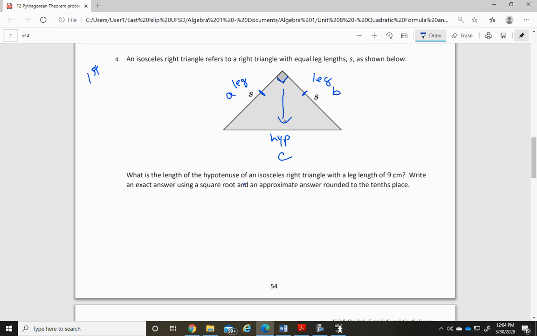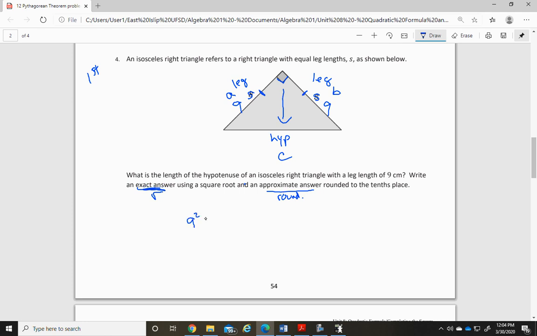And they called these S. I thought those were 8s. Look at that. Side length S. What is the length of the hypotenuse of an isosceles right triangle with a leg length of 9? So this is a 9, and this is a 9. Write an exact answer. That means we'll have a square root in our answer. And an approximate answer, which means that we're rounding something. So make sure you know what it means for exact and what it means for approximate.